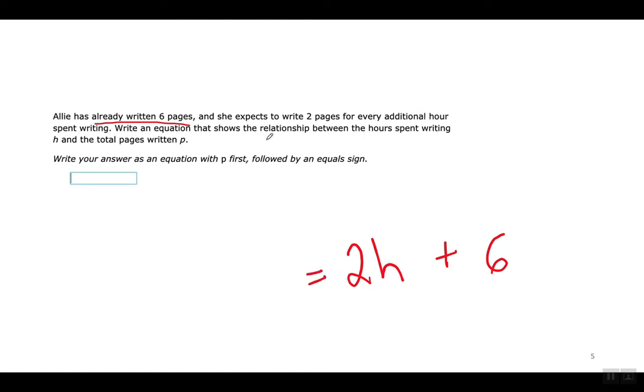Write an equation that shows the relationship between the hours spent writing, H, and the total pages written. Okay, so write your answer as an equation with P first, followed by the equal sign.